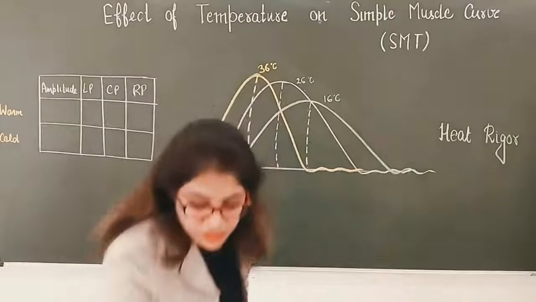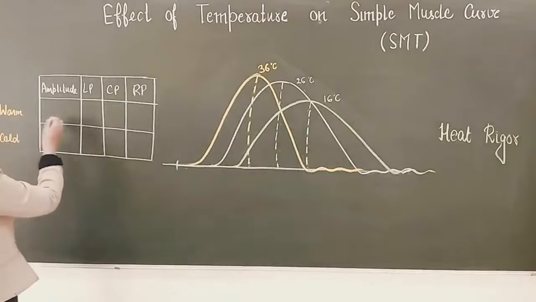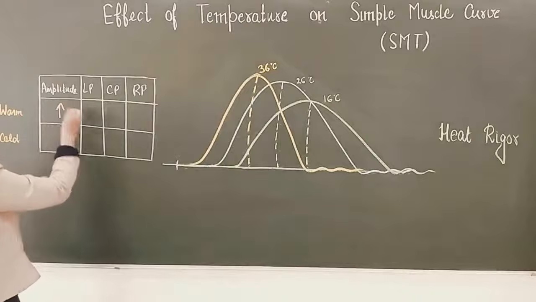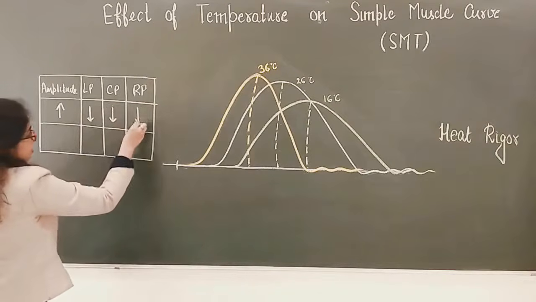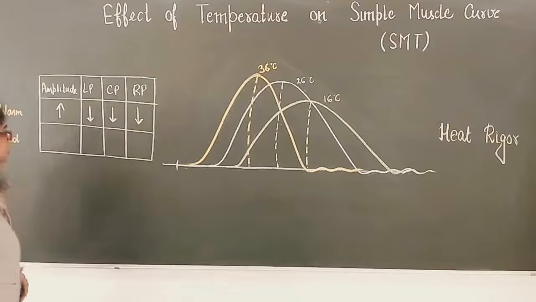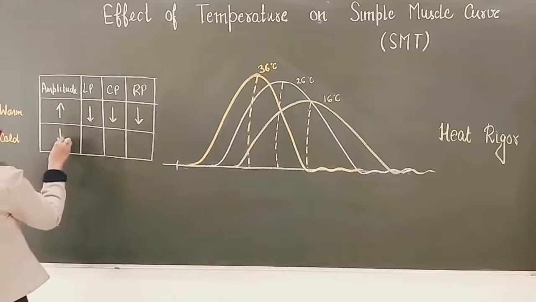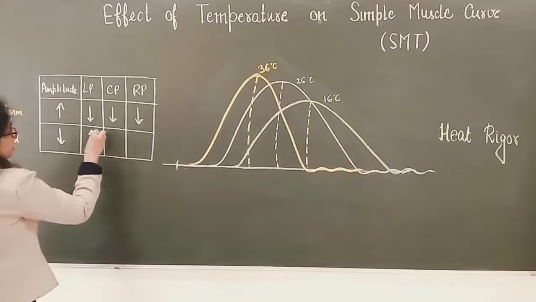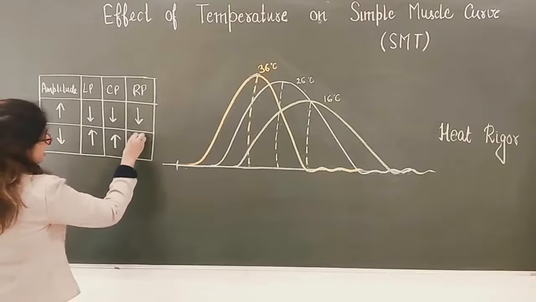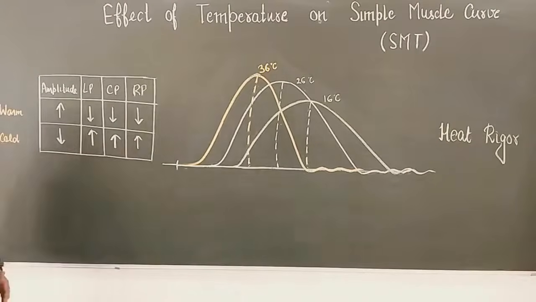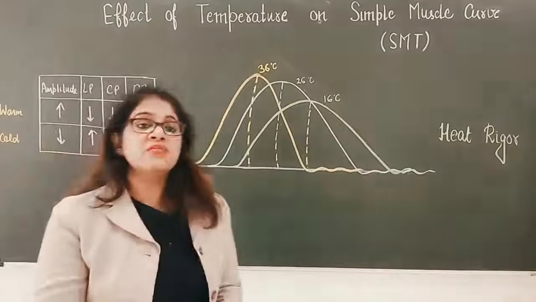So here we can write down what has happened on pouring warm saline: amplitude of the contraction has increased, latent phase, contraction phase and relaxation phase duration has decreased. On pouring cold saline, amplitude has decreased, latent phase, contraction phase and relaxation phase have increased. Duration of all these three phases have increased. It means the contraction has become slow.